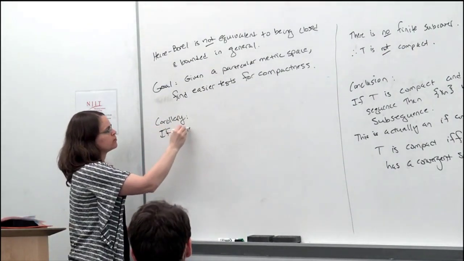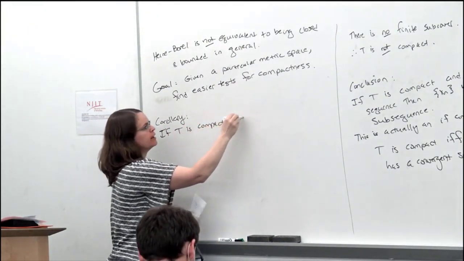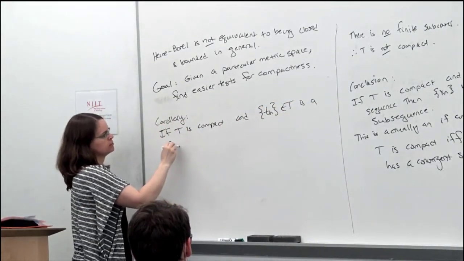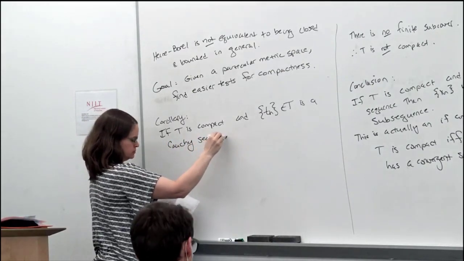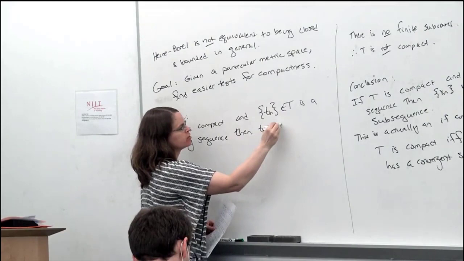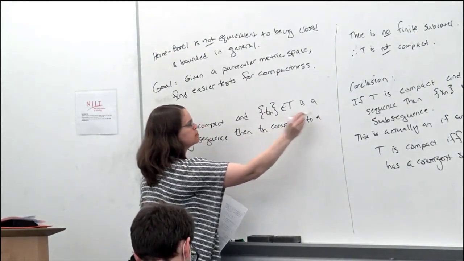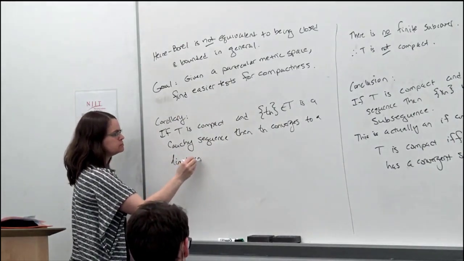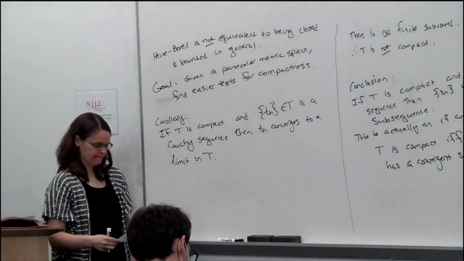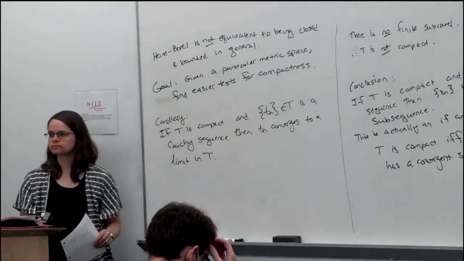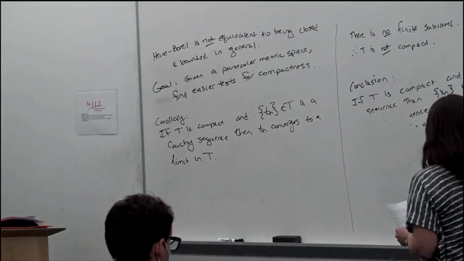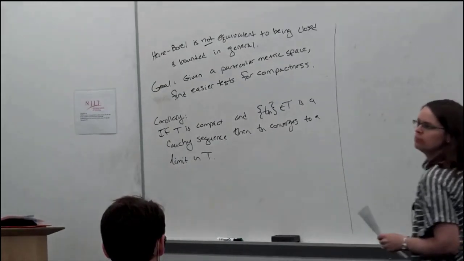So if T is compact, and we have a Cauchy sequence Tn, then Tn converges to a limit in my set. Okay, we've done most of the work of proving this already.